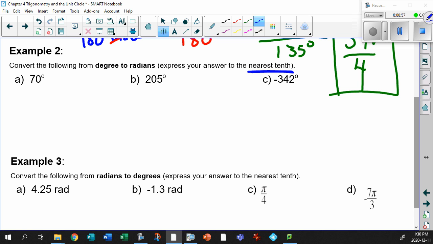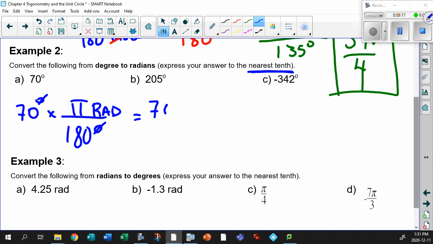So they want you to do this as a decimal. No problem. Let's use dimensional analysis. That's the easiest one to deal with. Okay, 70 degrees times... that would mean degrees is on the bottom, which means the rads is on the top. You know that pi rads is 180 degrees, right? And look, degrees and degrees cancel, leaving you 70 pi over 180. Cancel that out. As a fraction, that would be 7 pi over 18.